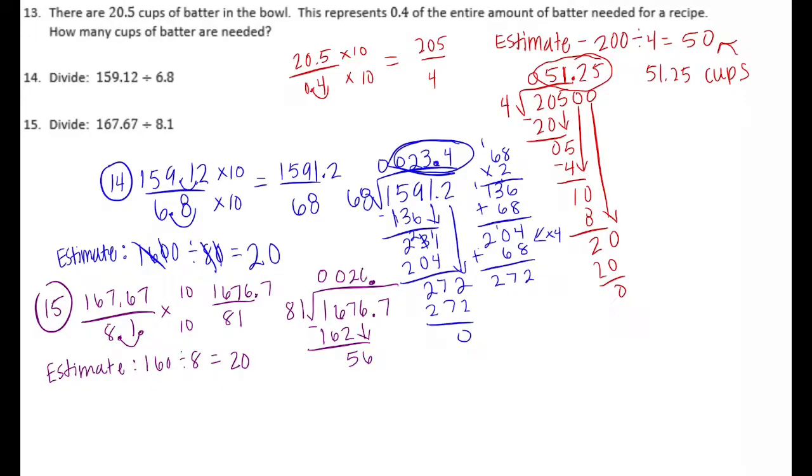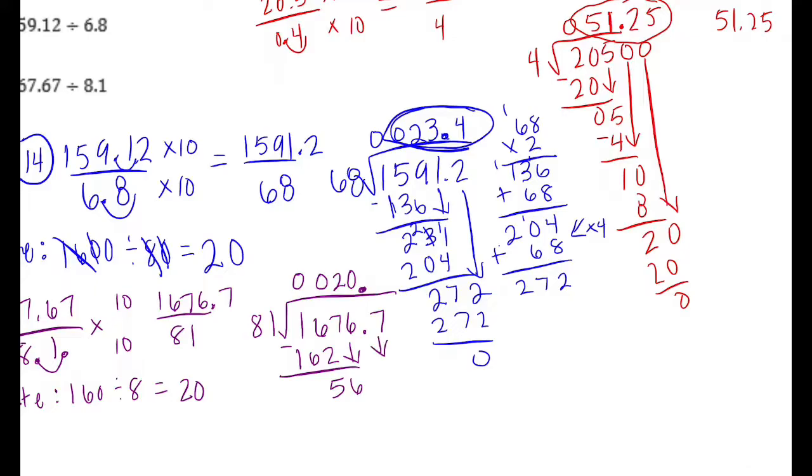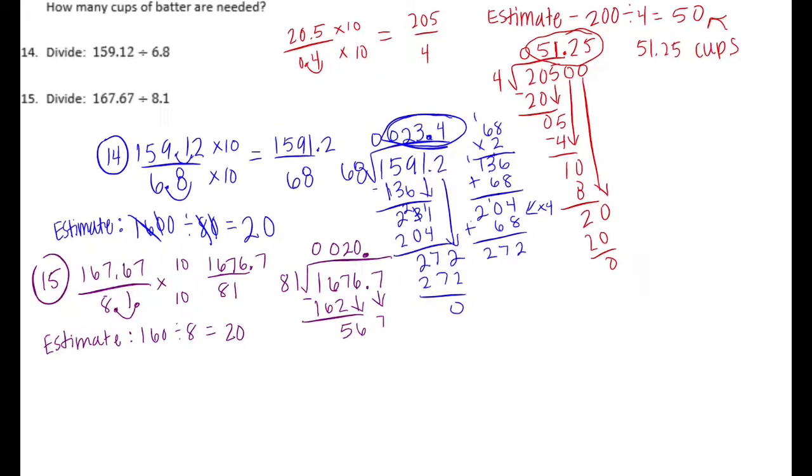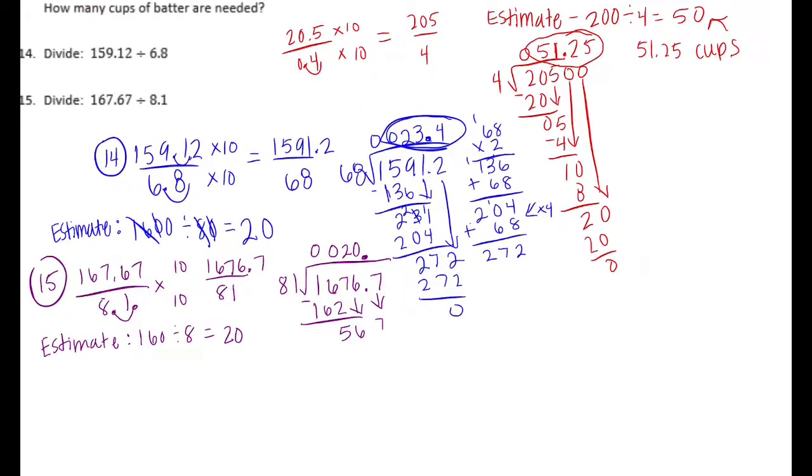81 can't go into 56. I'm going to put a 0 there. Now I'm going to bring down the 7. So 81 could go into 567. I'm going to guess about 7 times. 7 times 8 is 56. So yeah, it can go in 7 times. So our quotient is 20 7/10. And that's very close to our estimate of 20.